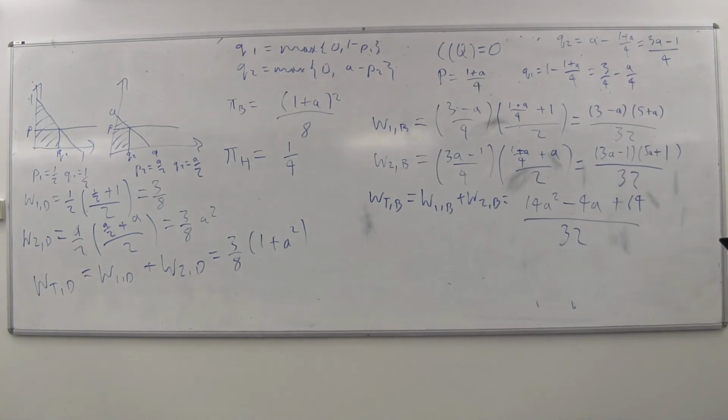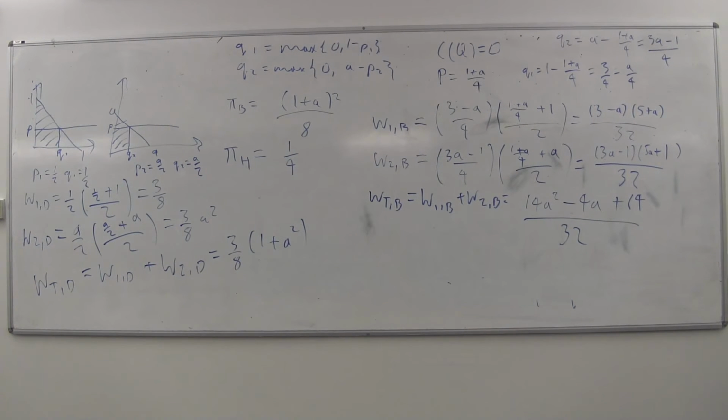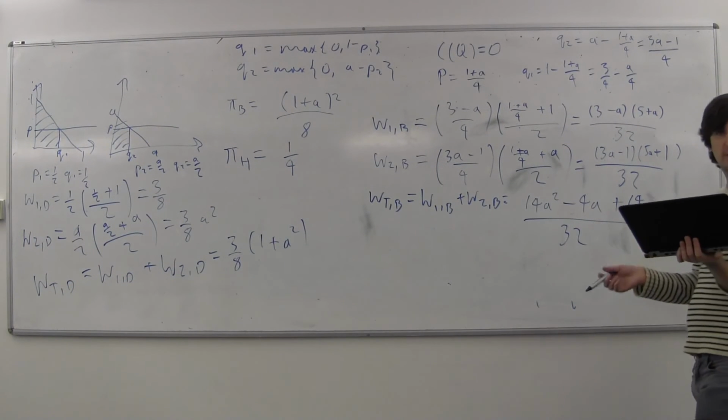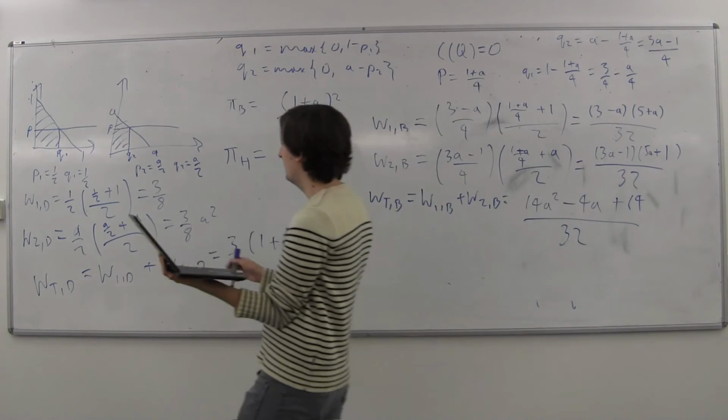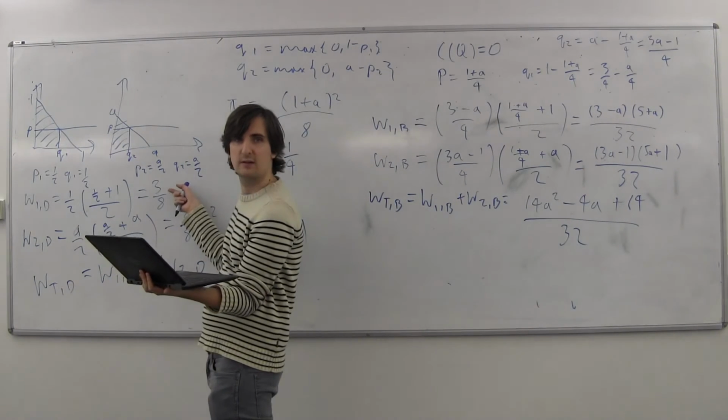So then the last case to do is welfare when the firm decides to only sell to the high type. If the firm only sells to the high type, they set price equal to a half, quantity is equal to half of that high type, and then welfare is just this.